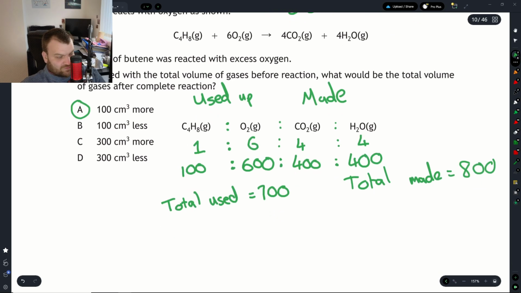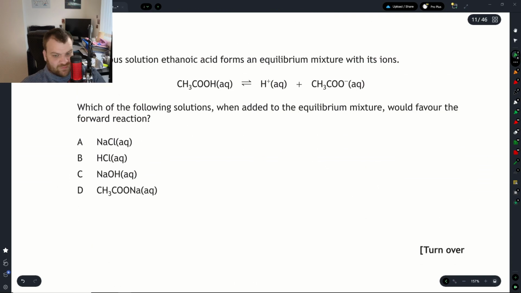Moving on to question 20. Here we're looking at affecting an equilibrium mixture. Sodium.